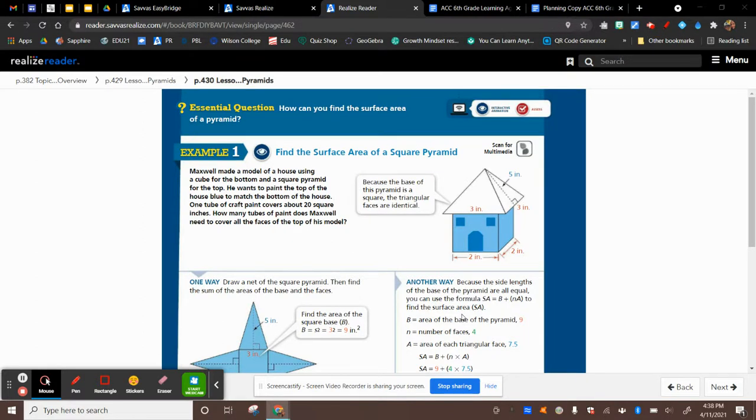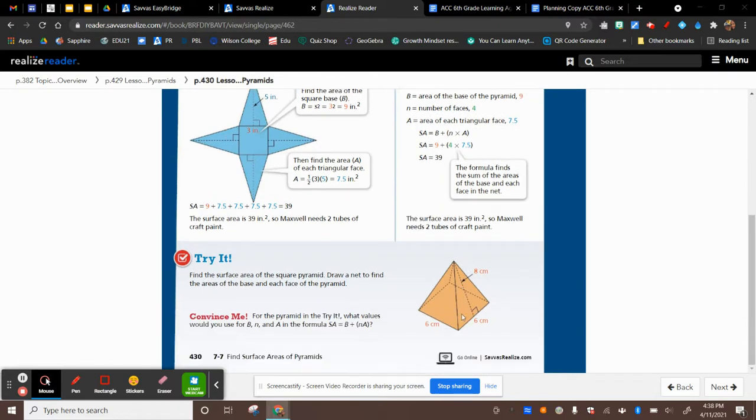Hey guys, I am making this video to go over 7-7 with you. We talked about 7-6 on Friday and you've done the practice, and so that was finding the area of rectangular prisms, and so we're going to look at pyramids in 7-7, but it's the same general idea. So get your workbook and open up to page 430.